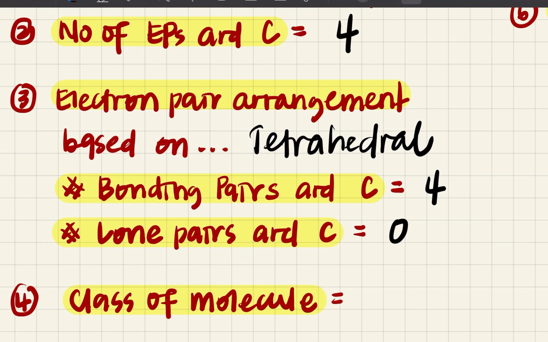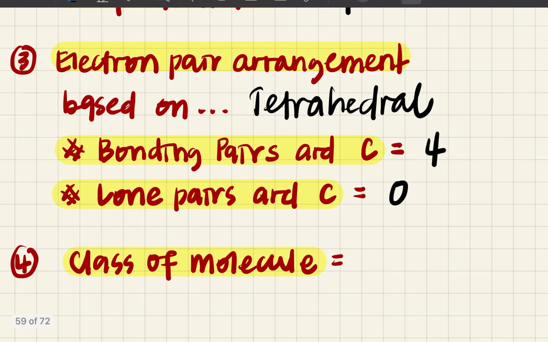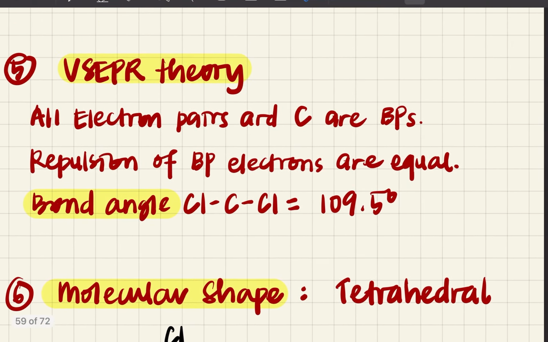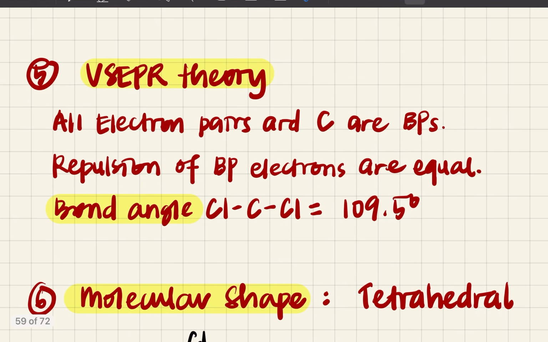Okay, next we want to write the class of our molecule. Since we already know we have 4 bonds and 0 lone pairs, that means that the class of molecule will be AB4. Alright? So from the class of molecule, you already know what shape your molecule is. So it will be tetrahedral. Alright? Okay, so before that, we want to use VSEPR theory to explain our bond angles, okay?